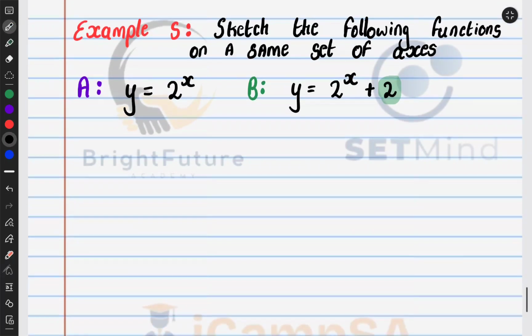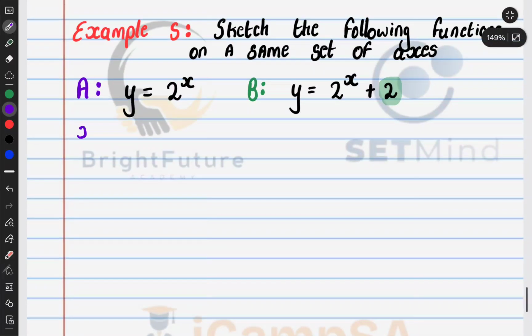But let's quickly sketch these two functions and see what happens. Remember the value of q now is 2, so y is equal to 2 is your horizontal asymptote. Now we have to show it on the x-axis. Let's quickly sketch the function a: x values -1, 0 and 1. Corresponding y values are going to be 1/2, 1 and 2.